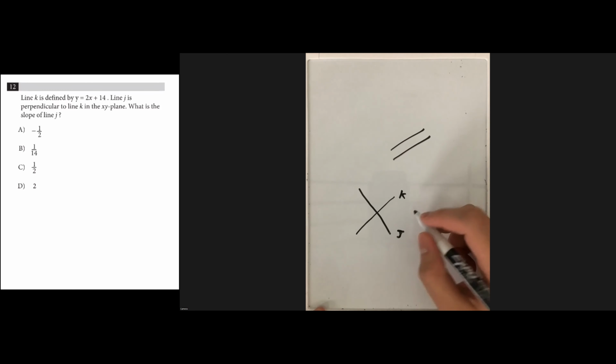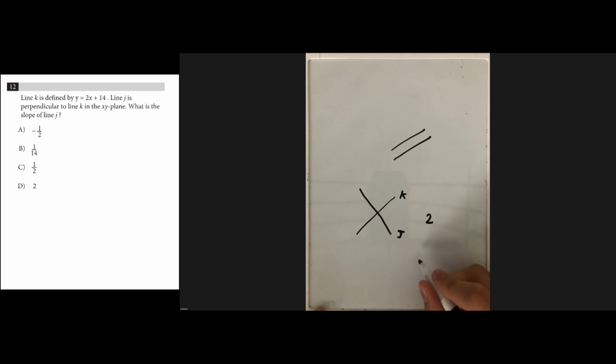Well, we know that from slope form, the slope of line K is 2. That means the slope of line J would be the inverse of this, which this 2 can be just turned into 2 over 1, and then do the inverse of that, which would just be negative 1 over 2, which would just translate into answer choice A. Because what you do is you just flip the numerator and denominator and then switch the sign, if you're going from a line to find the line perpendicular to it, which gets us answer choice A.